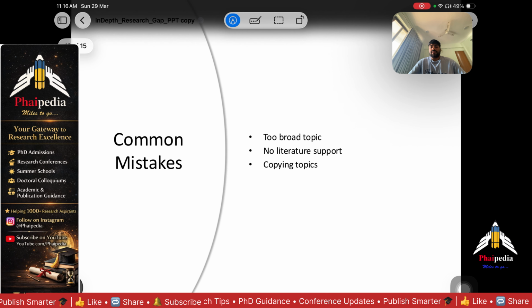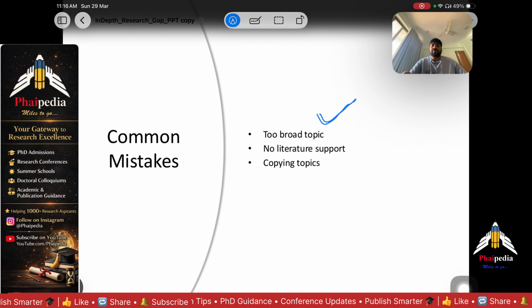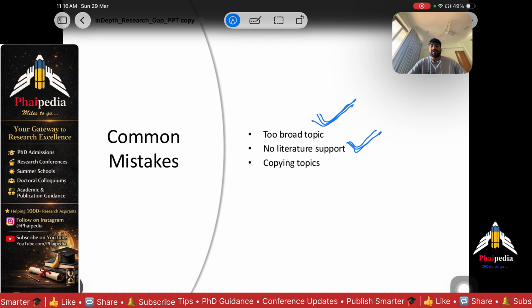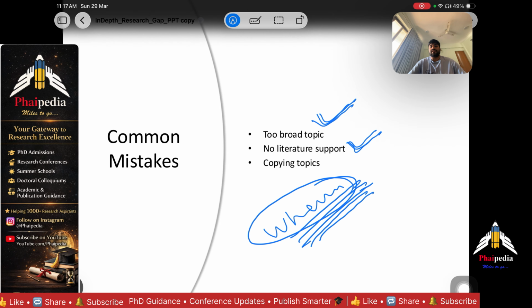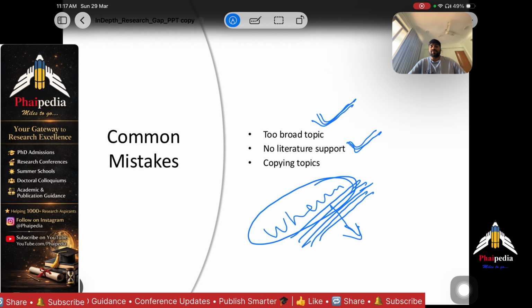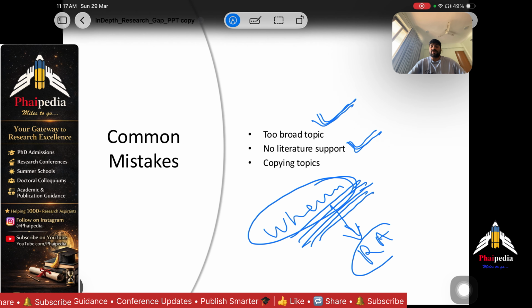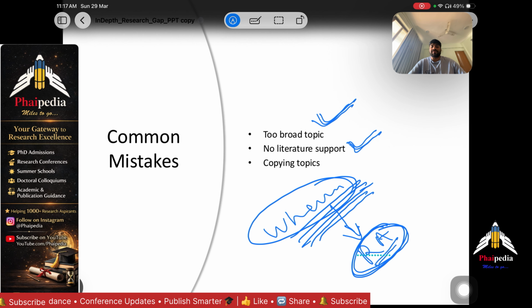Common mistakes you have to avoid, like too broad topics. Do not select too broad topics. No literature support. There should always be literature support, like where the motivation for your study comes from. You can't say that I like this topic and I have selected it, with no literature at all. You should have at least some literature behind it. You have to read some research articles for building your background and knowledge from previous studies. And do not copy the topic from others.